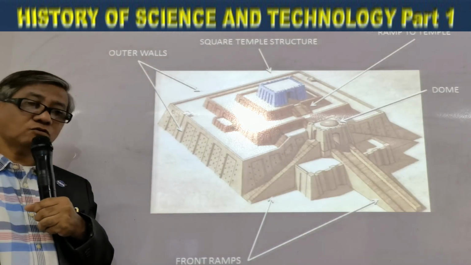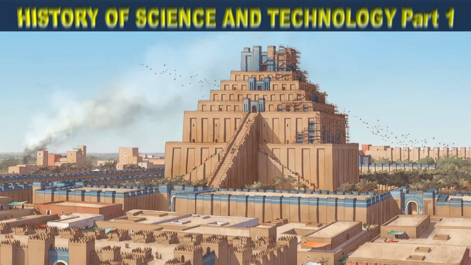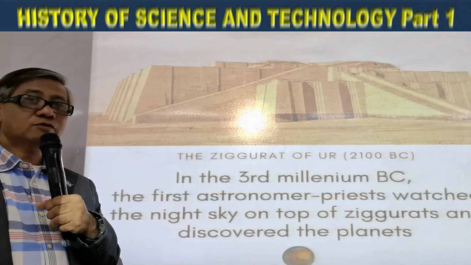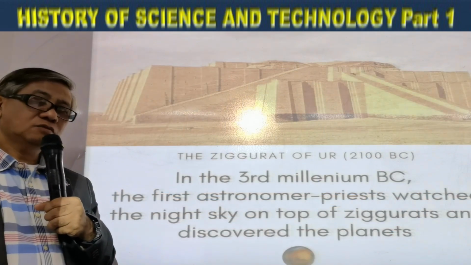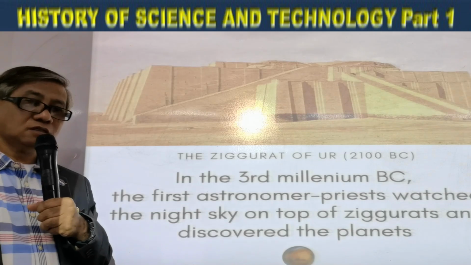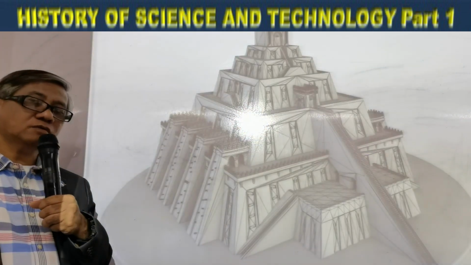Right? So that's the ziggurat. Alright? So the ziggurat is not only a place of worship, but the ziggurat also is an astronomical observatory. Alright? The astronomer priests of the Mesopotamian civilization observed the night sky on top of ziggurats. So they made use of the ziggurats as an astronomical observatory.